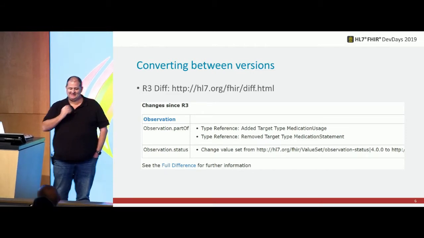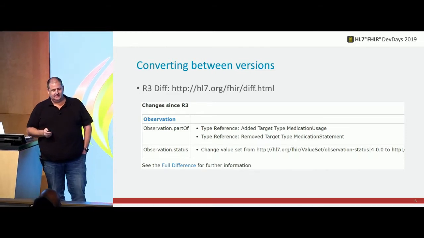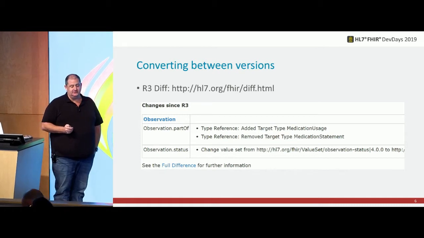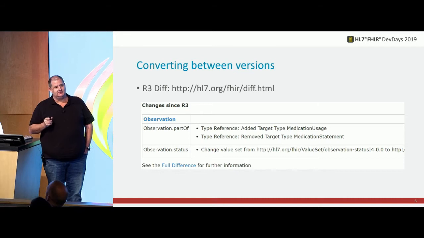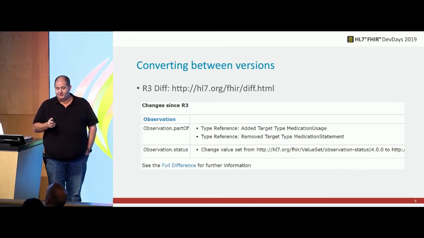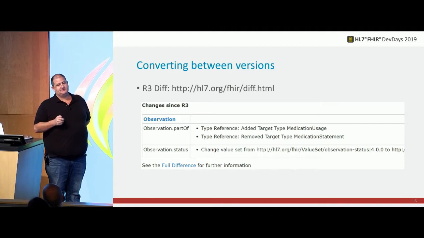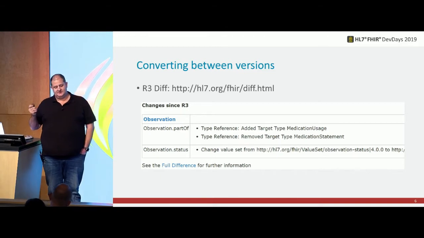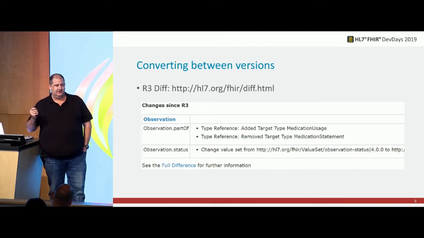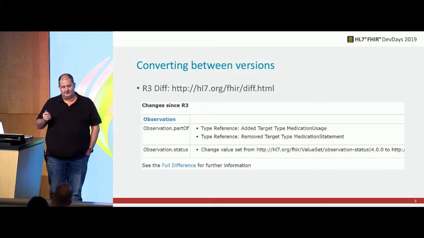So, first of all, when it comes to converting between versions, each version of the major specification that we publish includes a pretty detailed list of the differences between this version of the specification and the last one. And so here you can see the changes in observation between R3 and R4. They were not remarkable.